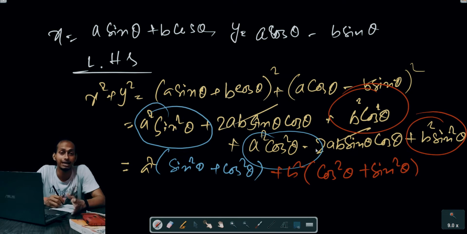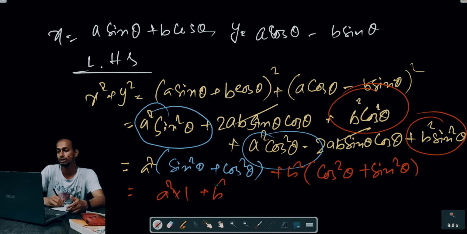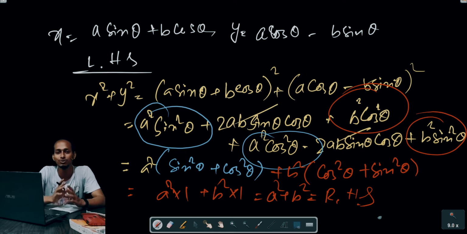Now all of you know that sin square theta plus cos square theta is equal to 1 when theta is an acute angle. So it's like a square into 1 plus b square into 1. So we have got the proof, that is RHS, right hand side. So easy, right? So this was the sum. I think it's very easy and all of you have understood.